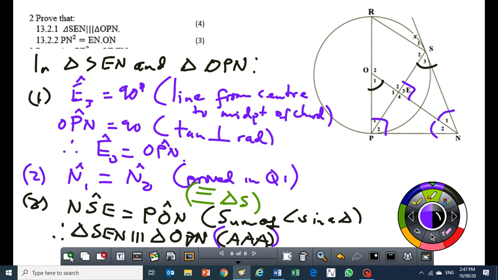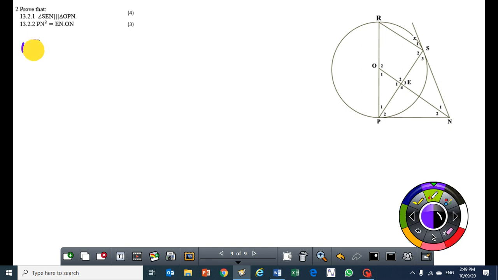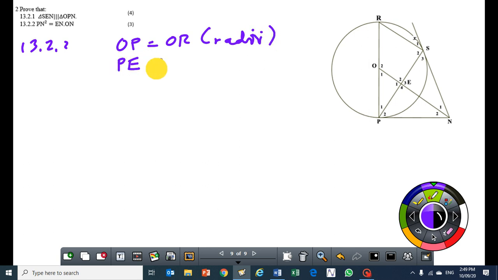Okay, let me introduce the mid. Right. So we know that OP is equal to OR. So we are now doing the next question, which is in this case written as 13.22. OP is equal to OR. That's because the radii of the circle. And we know that PE is going to be equal to ES.